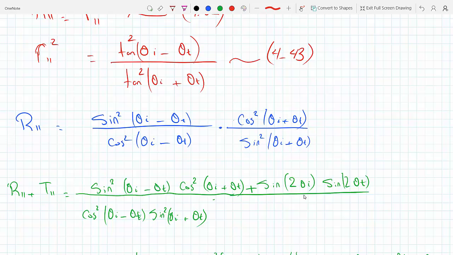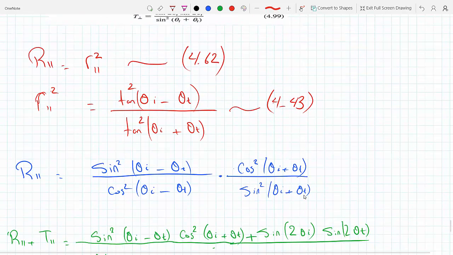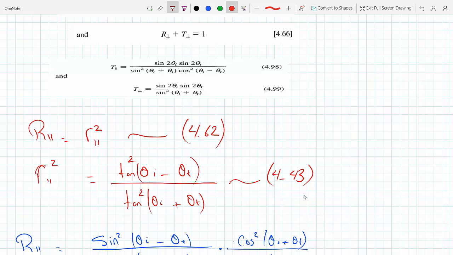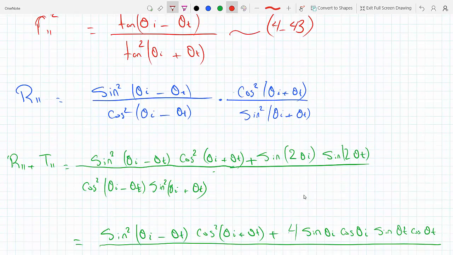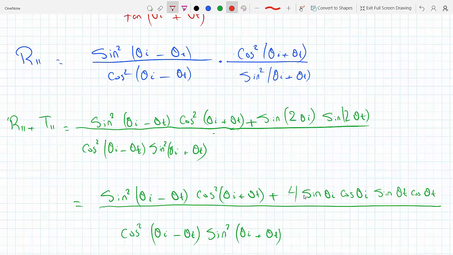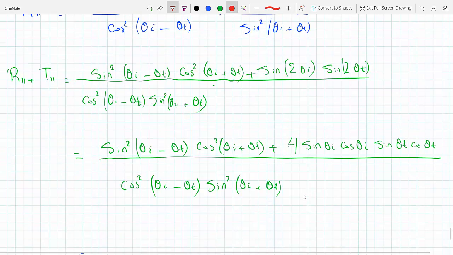then I'm gonna add it. So now notice that this and this, they both have the same denominator here, so I just added them, and now we know that sine 2 theta I is 2 sine theta I cosine theta I, and so is sine 2 theta t, so 2 times 2 is 4, and we get this.